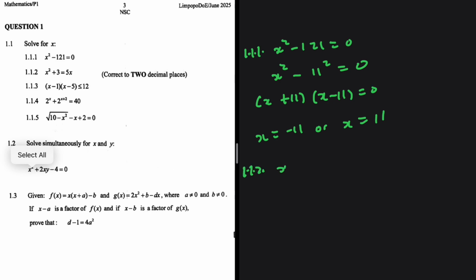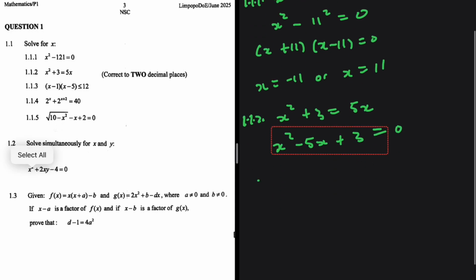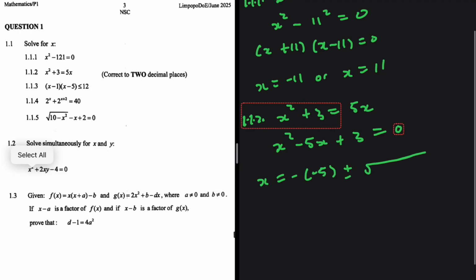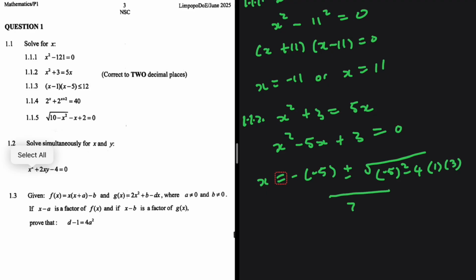1.1.2, x squared plus 3 equals 5x. Quadratic, correct to 2 decimal places. Obviously you will go ahead and use the quadratic formula. First things first, we want to write this in our standard format, so you take 5x to the other side, and then this is x squared minus 5x plus 3 equals 0. We say x equals minus b, which is minus minus 5, plus or minus the square root of b squared, so b is minus 5, we square that, minus 4, a is 1, c is 3, and then we divide all of this by 2a.